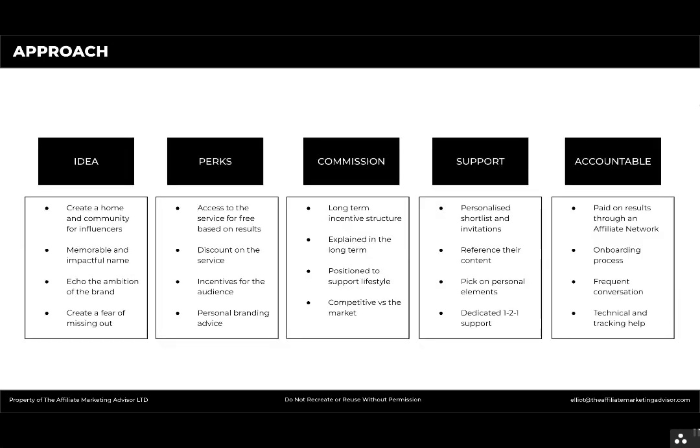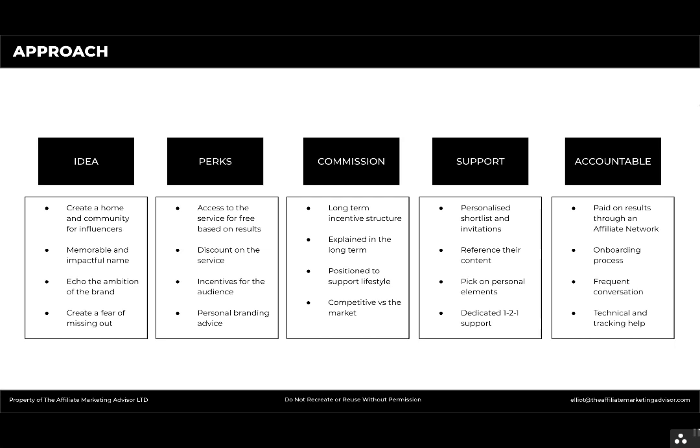So then, what approach do we take? I've broken the approach down into 5 sections. The first being the idea. The idea then should be to create a home and community for influencers. You want to create a place they can be excited about, something that is intriguing, something that captures their interest. This will help to break down barriers around prepayment and money in general. It's wise to make it have a memorable name, make it echo the ambitions of the brand, and to create a sense of fear of missing out.